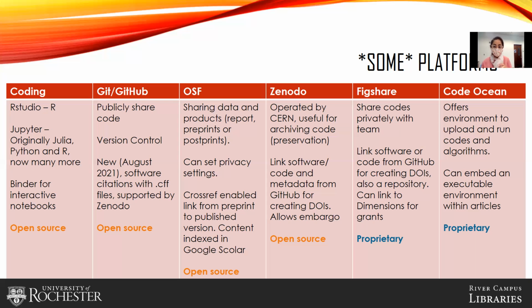Now I'm talking about Figshare and CodeOcean. These are proprietary software, but they're still good and very popular. So Figshare has capabilities for sharing code privately with your team as well. And again, you can also link software that's in GitHub or code in Figshare to GitHub for creating DOIs.